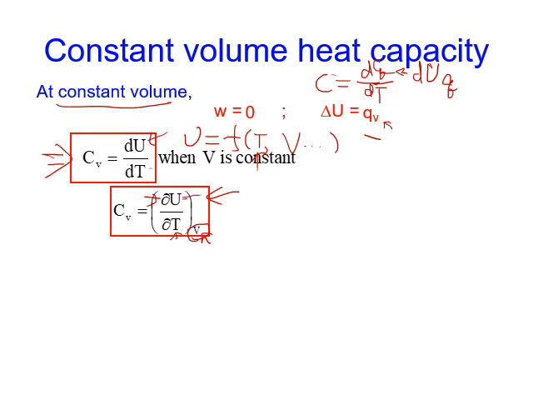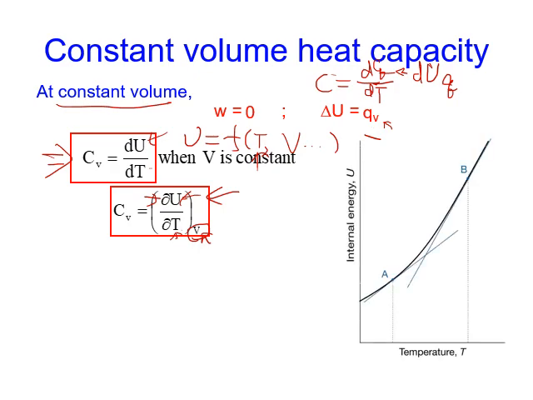Because internal energy is a state function, we know theoretically how internal energy changes with temperature. So this is a curve that shows how internal energy changes with temperature. And at any instant, the slope tells you the heat capacity, the derivative of internal energy. That's the slope that tells you the heat capacity.